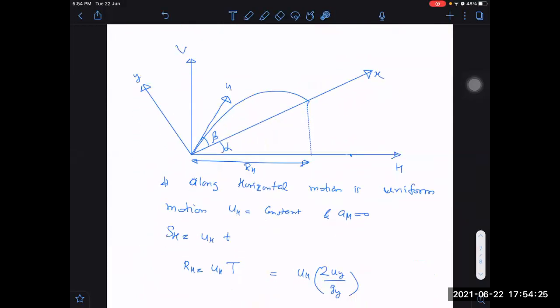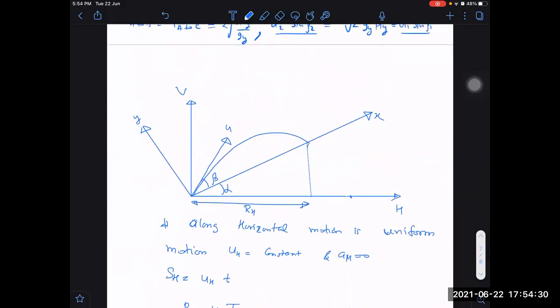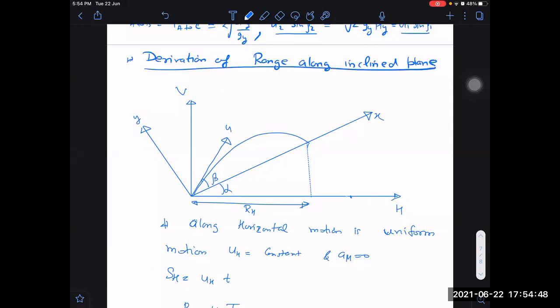Next, this one. What I was discussing here, I was trying to derive the formula for, let me write here the heading: derivation of range along inclined plane. Derivation of range along the inclined plane means what, up to what distance? Range means up to what maximum distance the particle reaches. Means I have to find the distance from A to B. That is range along the inclined plane. Let us call that range along the inclined plane as Ri.